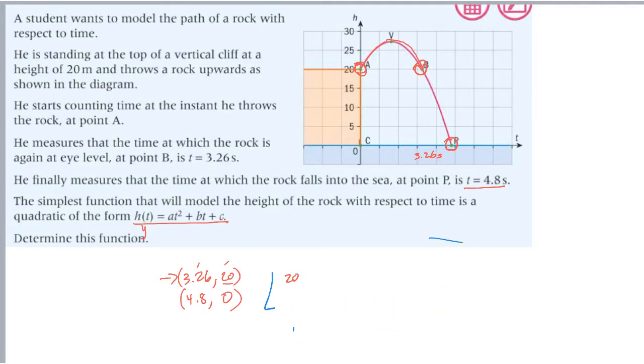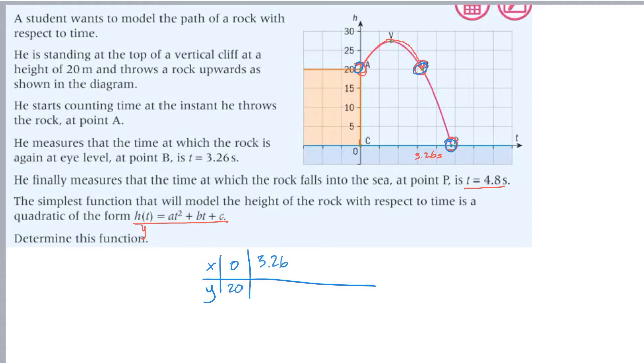So I'm going to go ahead and erase this. The other way is by actually putting those points into a table. So if we've got x and y, now the first way that we went through only works if you have exact points and all of those exact points are right on the line. Then you can get a perfect fit. If you don't have the exact points, then you can still do a quadratic regression. So we're still going to put in those points. When x was 0, y was 20. When x was 3.26, y was 20 again. And then when x was 4.8, y was down to 0.